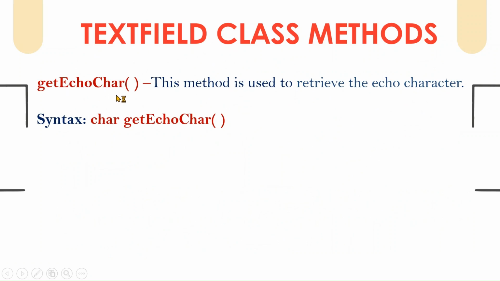Now we have the getEchoChar method. This method is used to retrieve the echo character. Whatever you specified in the setEchoChar method as a parameter, like a question mark or percent symbol or some other character, that character will be retrieved. It returns only one single character, because setEchoChar accepts only a single character as a parameter. Whatever you set will be retrieved here. Suppose you set a question mark, you get a question mark. Suppose you set a percent symbol, you get the percent symbol as output. So these are a few methods of the TextField class.